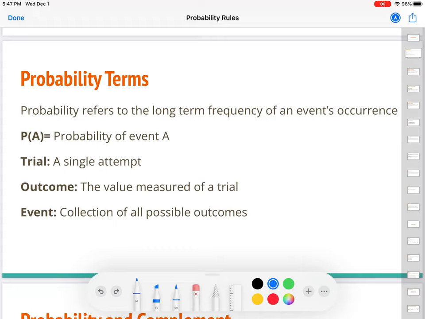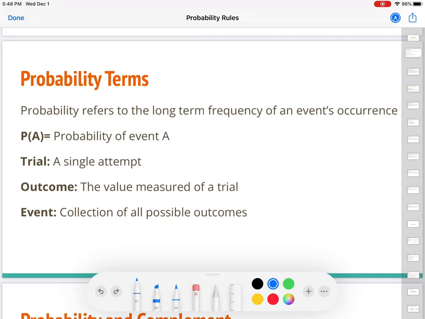Probability, as we discussed, refers to the long-term frequency of an event's occurrence. So it's a way for us to try to predict what will happen in the future. The notation that we use, capital P of parentheses A, is equal to the probability of event A. Trial is a single attempt. So if we were flipping a coin, one flip would equal a trial.